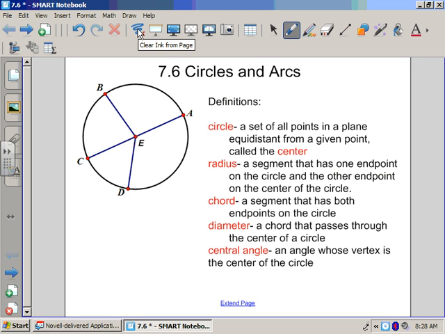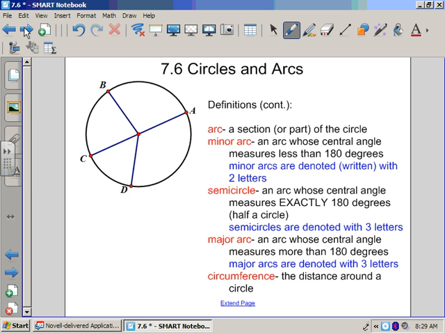A central angle is an angle whose vertex is the center of the circle. Wow, I kind of missed the line, didn't I? Angle CED is a central angle.